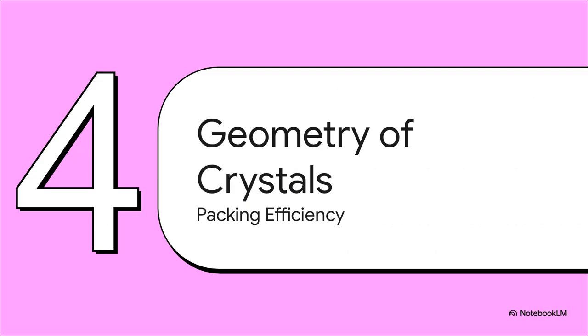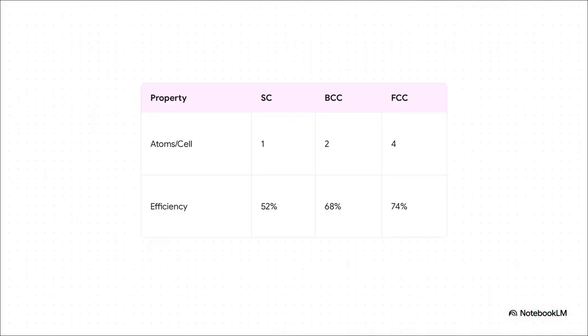Section 4. The geometry of crystals. Packing efficiency. All right, here is the ultimate solid-state puzzle. How do you pack spherical atoms as efficiently as humanly possible? If you just stack them on the bare corners of a cube, what we call a simple cubic structure, you end up wasting almost half the space. It's only 52% efficient. But if nature packs atoms into the center of the body or onto the center of the faces, everything tightens up.